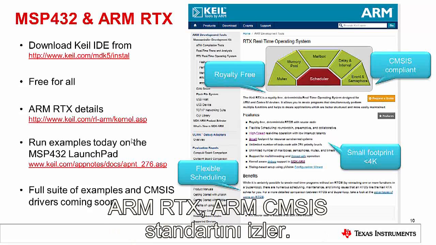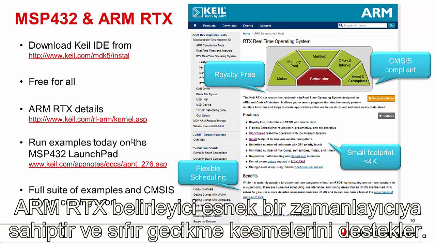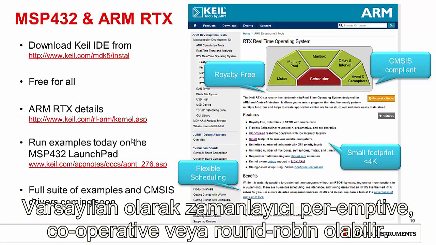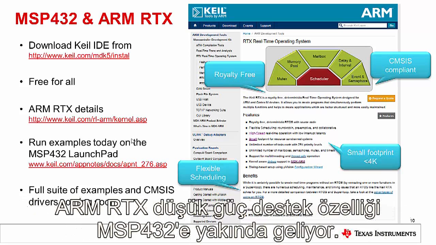Another key feature is that ARM RTX follows the ARM CMSIS standard. ARM RTX also has a flexible scheduler which is deterministic and supports zero latency interrupts. By default, the scheduler is round-robin preemptive. ARM RTX low power support specific to the MSP432 is coming soon.